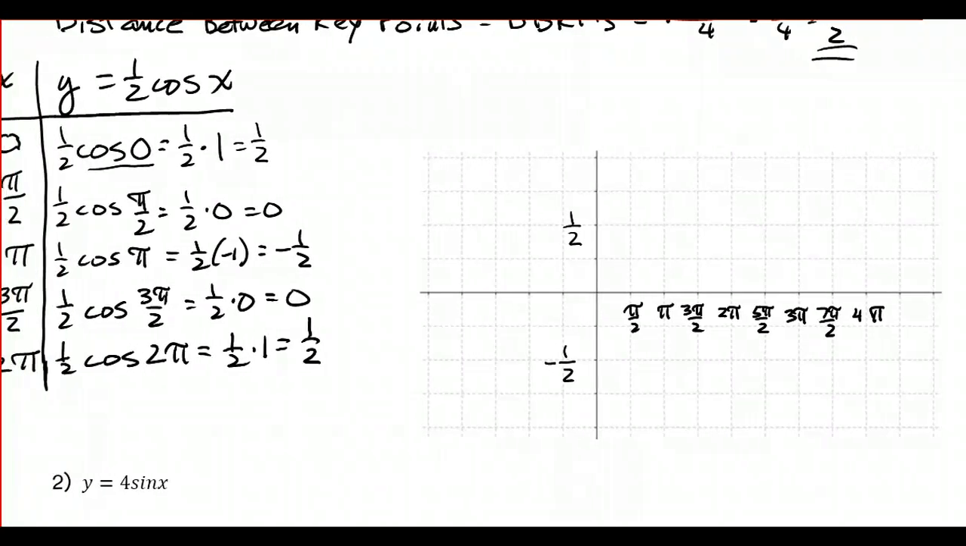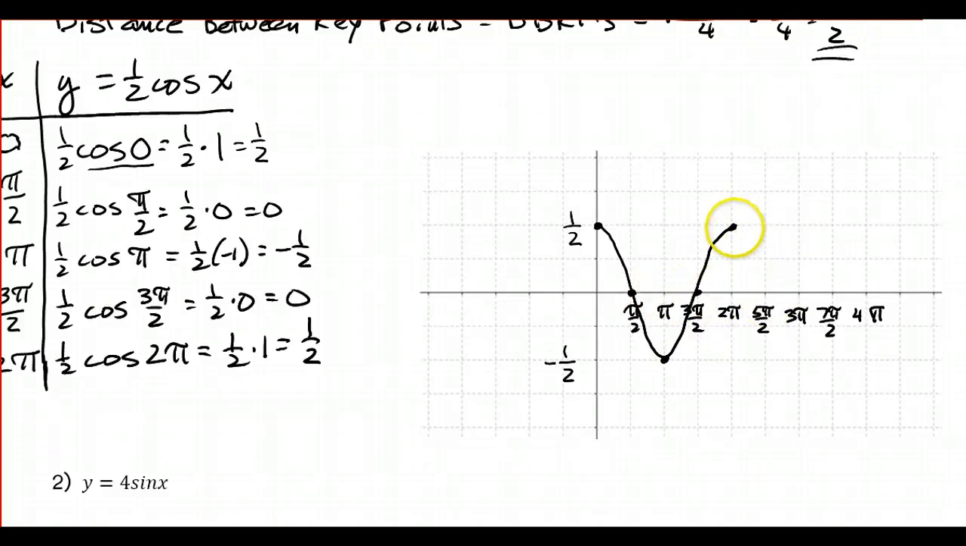So I've got 0, a half. I've got pi over 2, 0; pi, negative a half; 3 pi over 2, 0; and 2 pi is back up to a half. So here's our points. Be really careful when you draw in your curve, because if it looks too straight and V-shaped, it's not correct. So here's one period. So now we just want to repeat this for a second period.